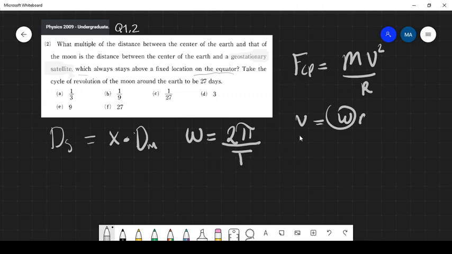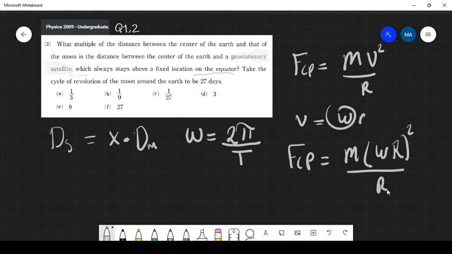So the centripetal force is equal to m, but for v squared, we can use the relationship v is equal to wr, where big R is the distance from the center of rotation, like the hand that is spinning. So squared divided by R, right?